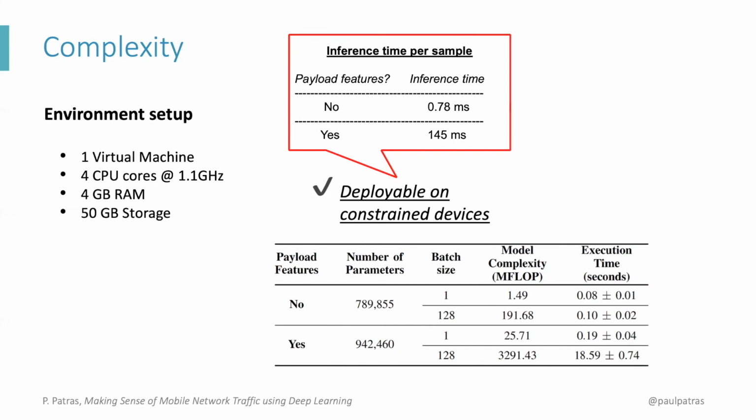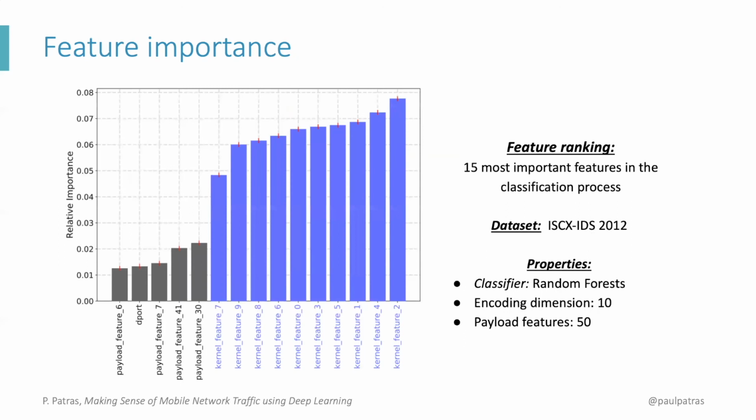And we also looked at, okay, what happens if I use and I don't use payload features? And of course, if I use payload features, it takes a bit of time. If I don't, I can make an inference per sample in less than a millisecond. So that means basically, if I have delay sensitive applications, they will not suffer. It's rare that you have applications that have less than a millisecond latency constraint.